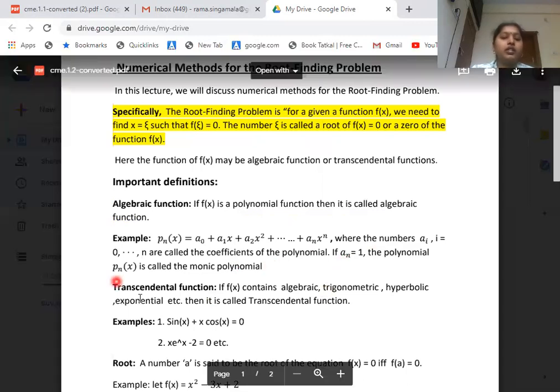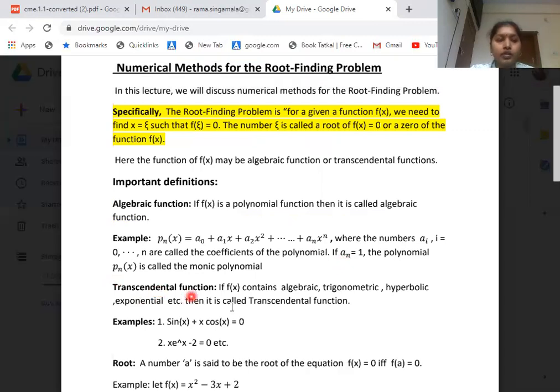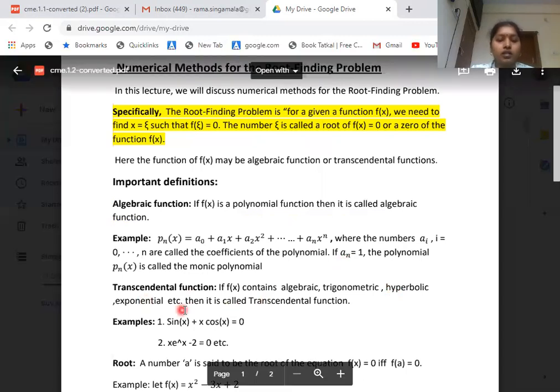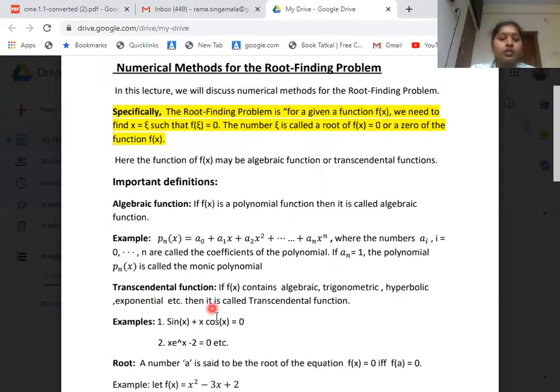Second definition is transcendental function. If f(x) contains algebraic, trigonometric, hyperbolic, exponential, etc., there are some other functions too, then the function f(x) is said to be transcendental function. For example, we can take the equation sin x + x cos x = 0. Sin x is a trigonometric term and x is algebraic term, cos x is trigonometric. So our f(x) is together with polynomial and trigonometric functions. So the equation is said to be transcendental equation.